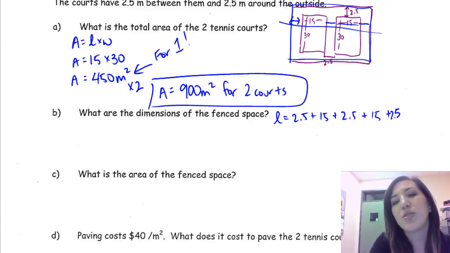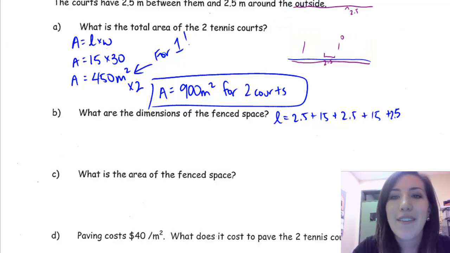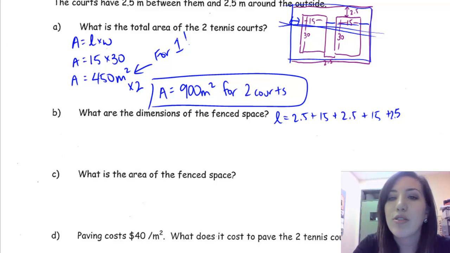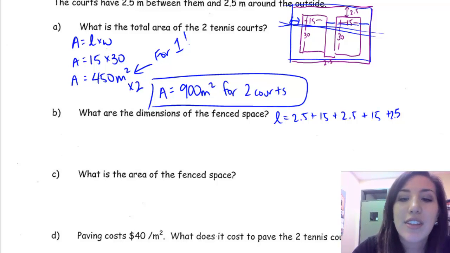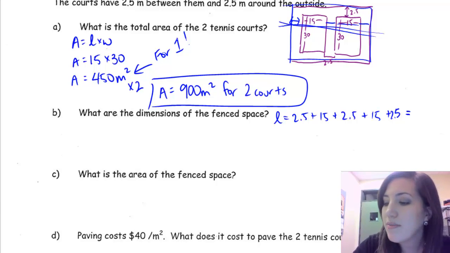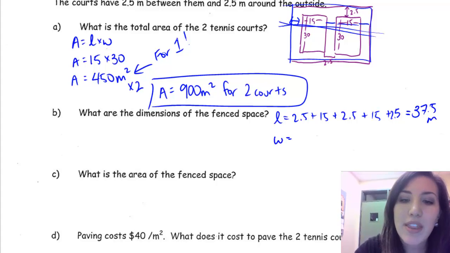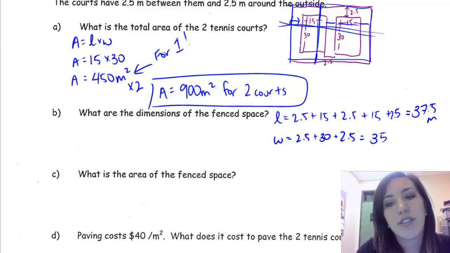So what I did is I just went across the whole side this way, and I counted up all the different little distances I travel in between. So I go 2.5, then 15, then 2.5, then 15, then 2.5 to get to the other end. And this is a grand total of 37.5 meters. And now if I do the width as well, I'm going to go 2.5 from the top plus 30 along the court plus another 2.5 to the other fence. And this is a grand total of 35 meters.